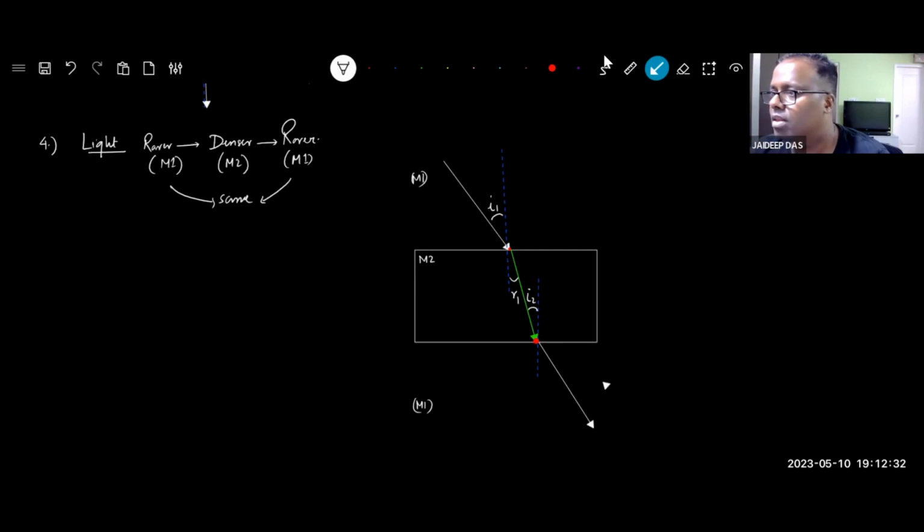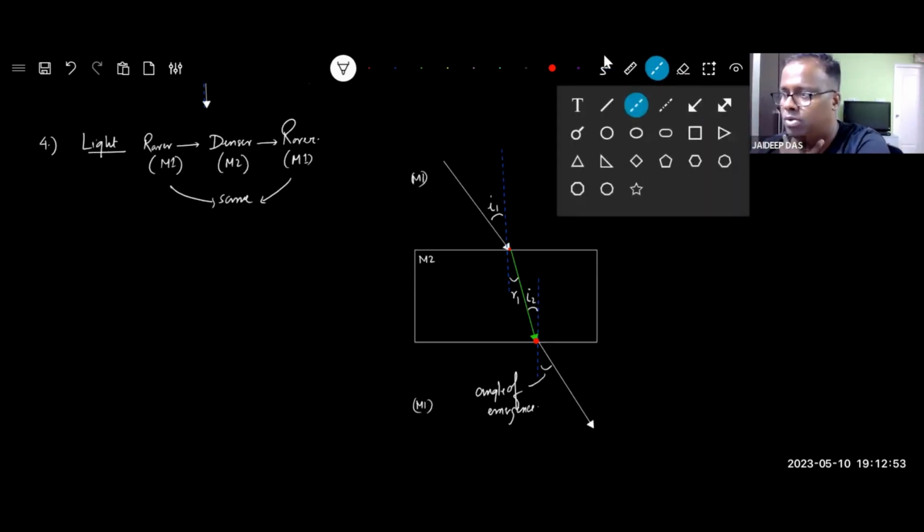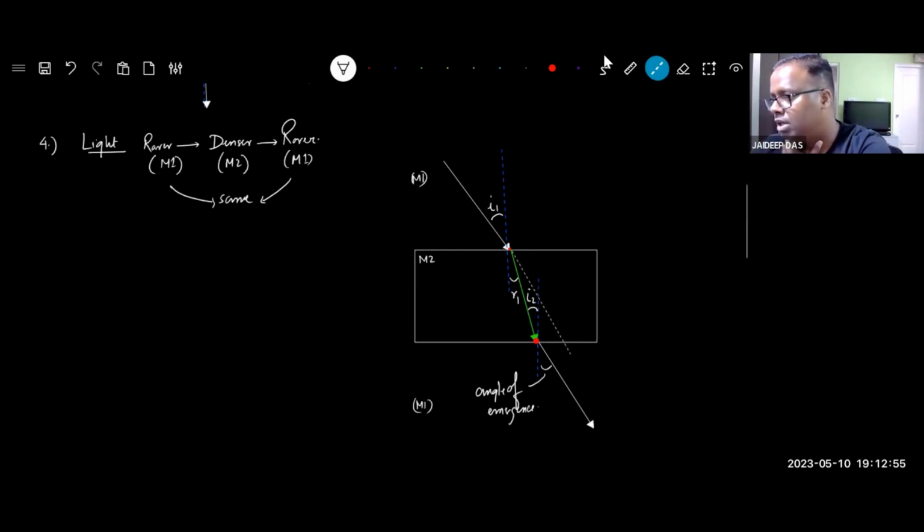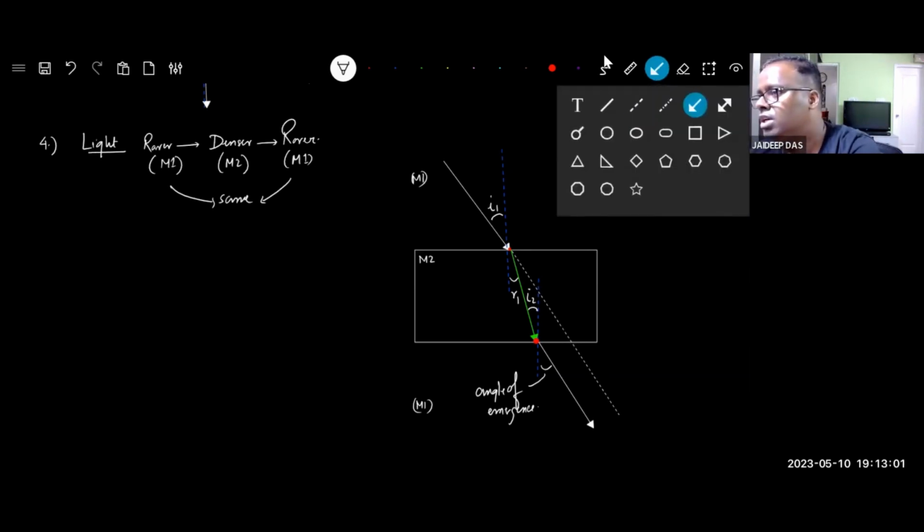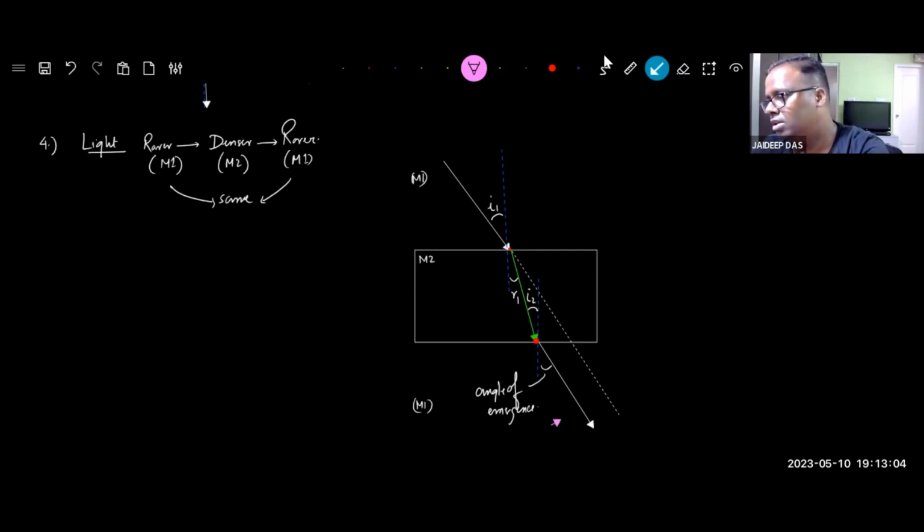And this will be known as the angle of emergence, because finally it is emerging out. What would have been the actual path of the light ray if it had undergone no deviation? The actual path would have been in this manner. So we say that the light ray shifted. So this measurement is known as lateral shift. Lateral shift. That's it.